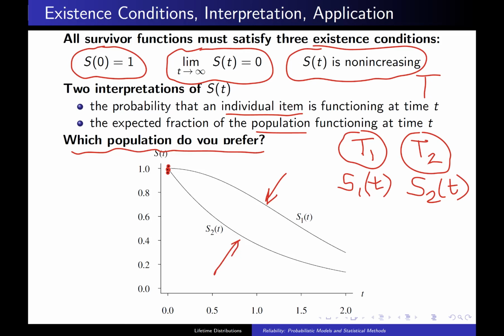Now the way you think about this is, since S1 of t is larger, then what you do is if you take any point in time, the probability of surviving here is higher for brand 1 than it is for brand 2. So if time is measured in years and this is 1.8, the probability of surviving 1.8 years for brand 1 is higher than for brand 2. So we prefer brand 1.